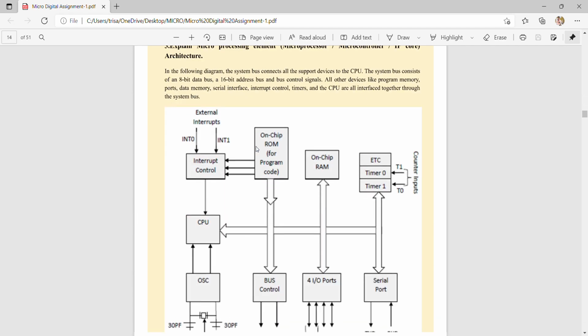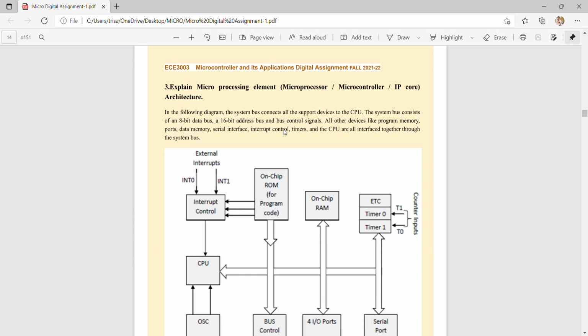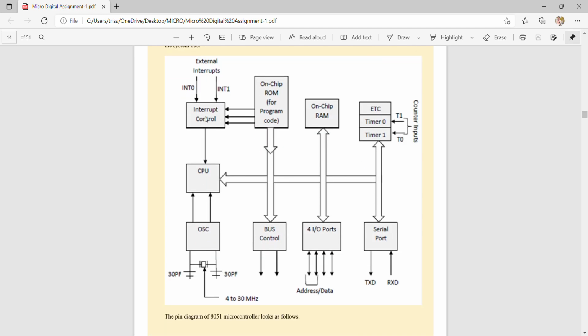And this third question was about the microprocessor and microcontroller core architecture. In the following diagram, the bus connects all the support devices to the CPU. The system bus consists of an 8 bit data bus, a 16 bit address bus, and control signals. All other devices like program memory are connected to the system bus. You can see the interrupt controller, everything is there.